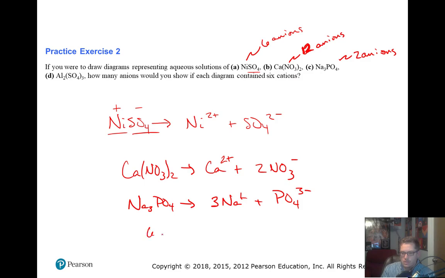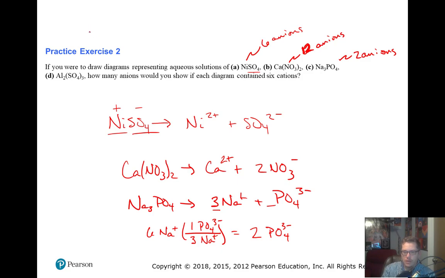So we know we have 6 sodiums. For every 3 sodiums, and I'm getting these numbers from my coefficients, I get 1 phosphate. So 3 sodiums, 1 phosphate, PO4 3 minus. So 6 divided by 3 gives me my 2 phosphate ions. All right, 3 minus.